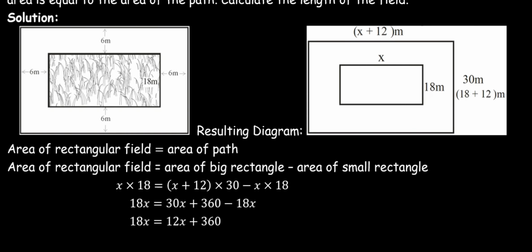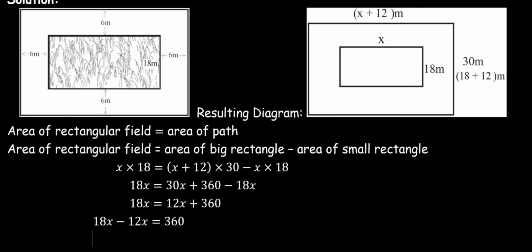Collecting like terms together, we have 18x minus 12x will be equals to 360. Thus, we have 6x will be equals to 360. And that will give us x equals to 60 meter.